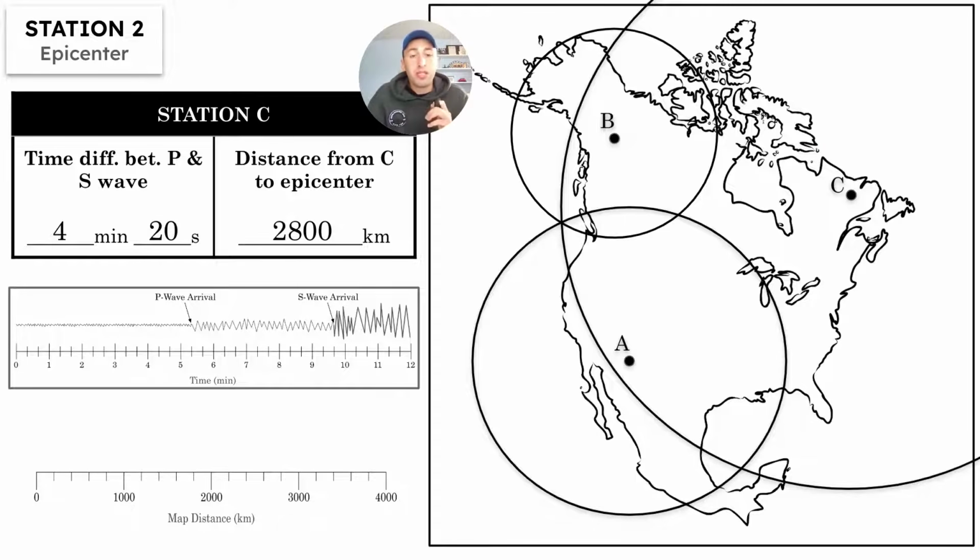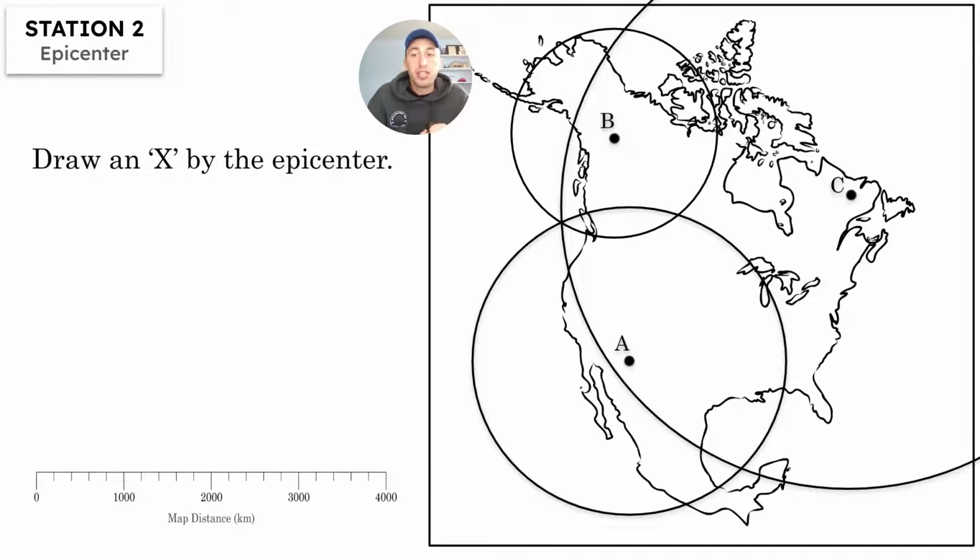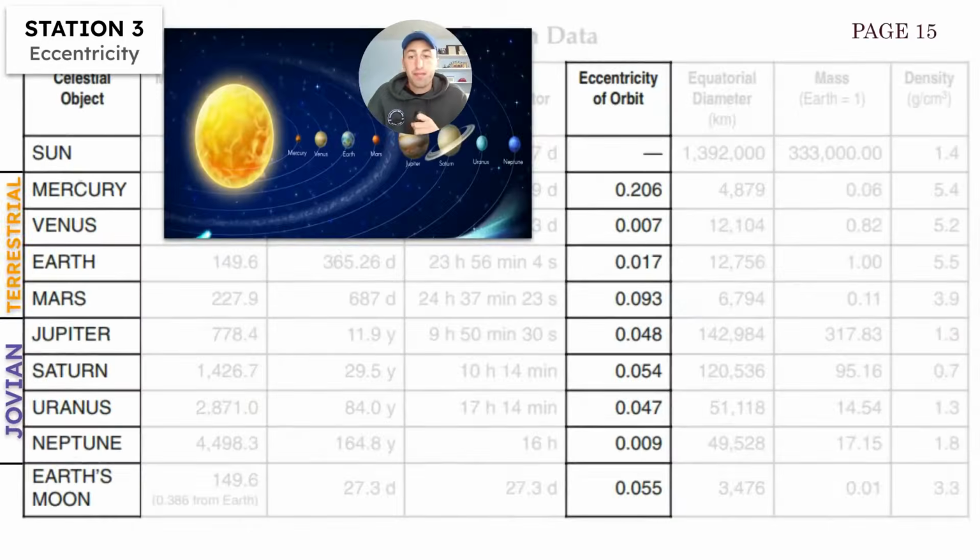So again, we have the 3 circles for stations A, B, and C. And then the last step for the station is to draw an X by the epicenter. Now the epicenter is where all 3 circles intersect at the point, and that would be at this point right here. You see how they all intersect at this point right here, because they all have that distance, which shows that this would be the epicenter where the earthquake occurred, using those 3 stations A, B, and C. So that is station B, finding the epicenter of an earthquake.